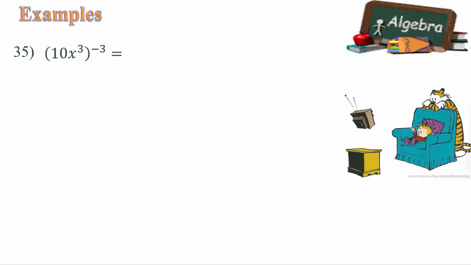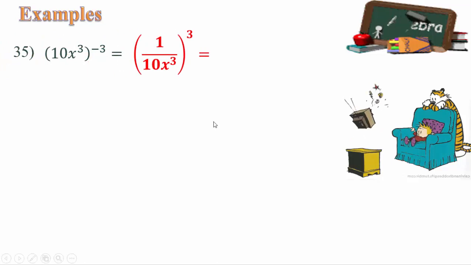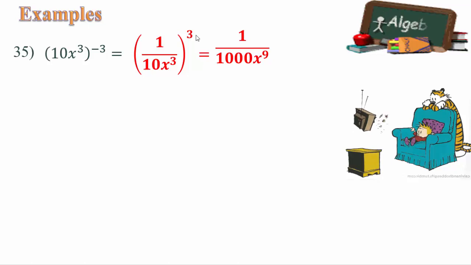Summarizing example number 35, in order for me to get it as a positive exponent, I had to put 1 over 10x to the third, and then here I have the positive 3 rather than a negative 3, and then worked it out to get rid of the exponent using the power rule, where 1 to the third power is 1, and then 10 to the third power is 1,000, and of course using the power rule right here, where we have x, 3 times 3 will give me x to the ninth.